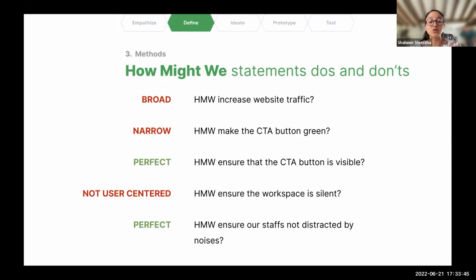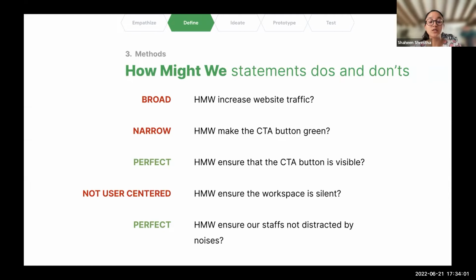Now, how might we ensure the workplace space is silent? One that this is not a very user centered, because the user is not really in focus. The environment is in focus. So that is not what we want. We want the user to be in focus.